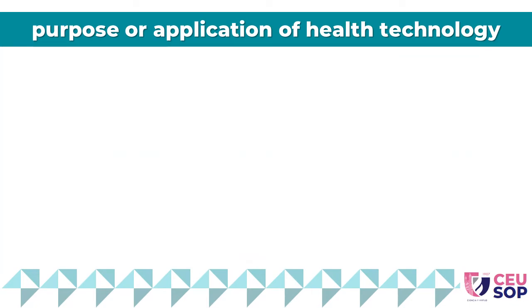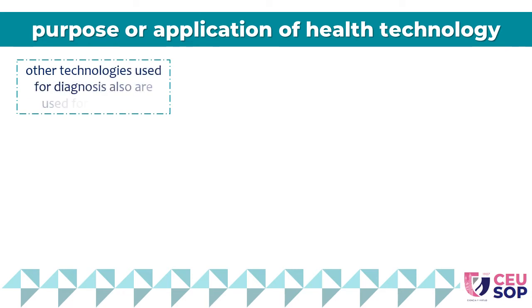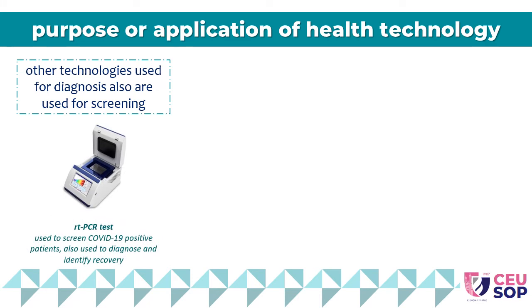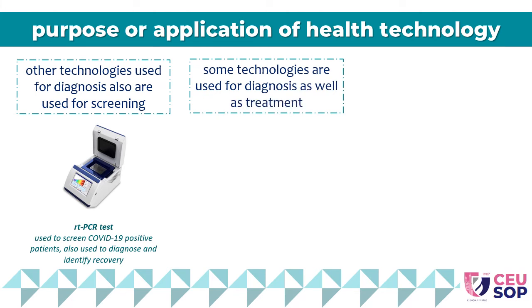Not all technologies fall neatly into single categories. Many tests and other technologies used for diagnosis also are used for screening. An example is the reverse transcriptase polymerase chain reaction test. It is used to screen COVID-19 positive patients, and at the same time, also used to diagnose and identify recovery from infected patients. Some technologies are used for diagnosis as well as treatment.